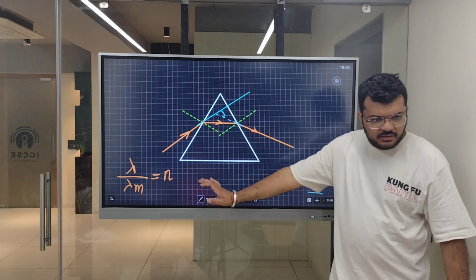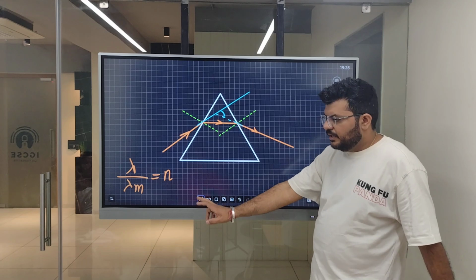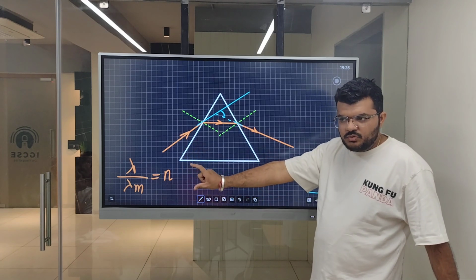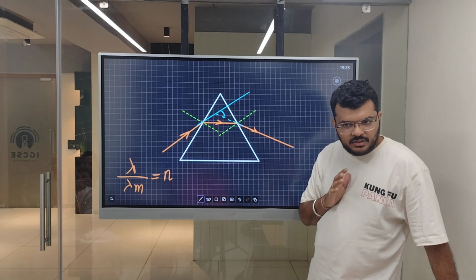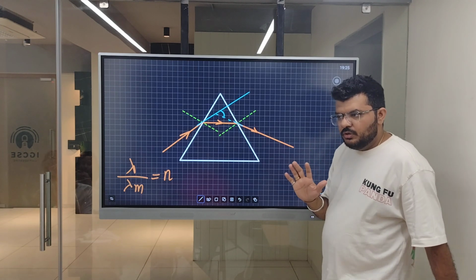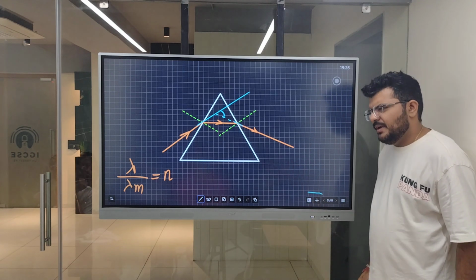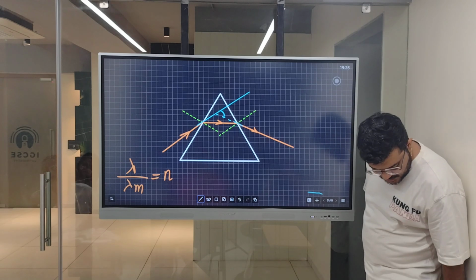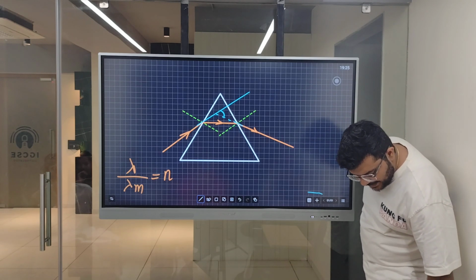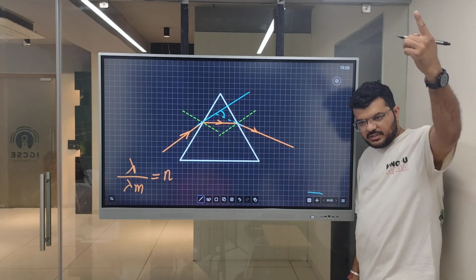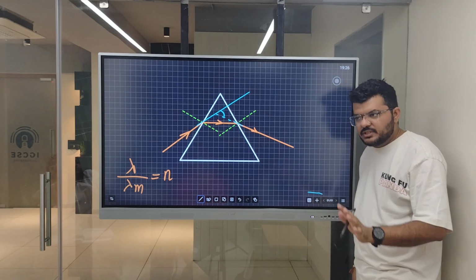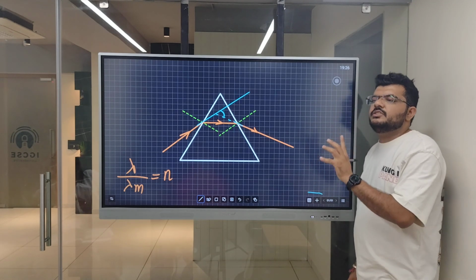This formula is actually not there in the textbook. But if you write this, you will have an easy time understanding what is happening with a prism. Here lambda m is the wavelength of that light in a particular medium. We have understood this in waves, that when refraction takes place, the wavelength changes.